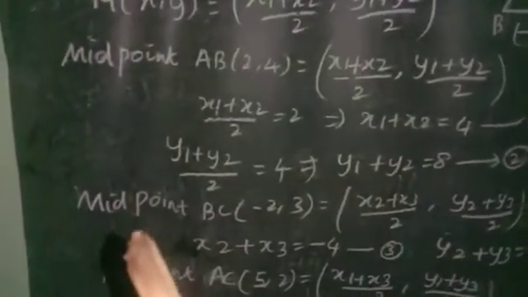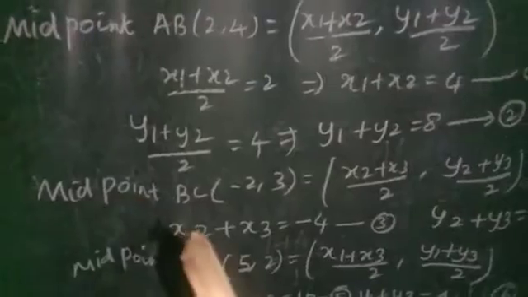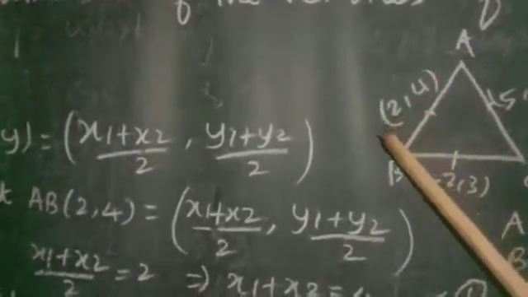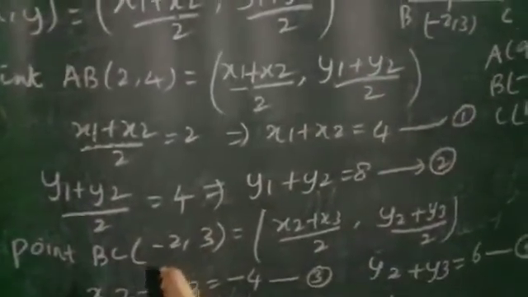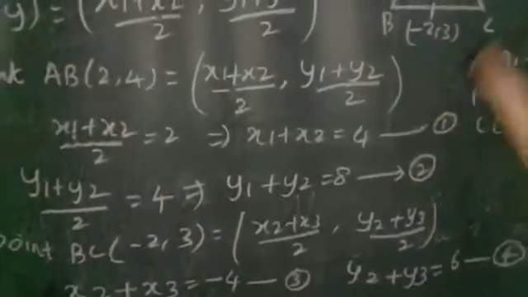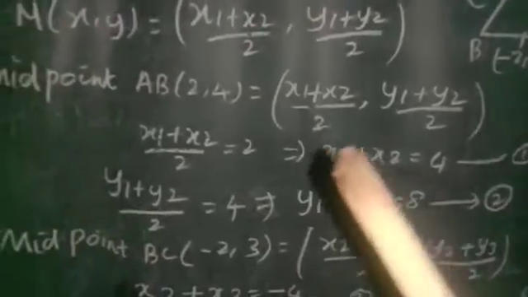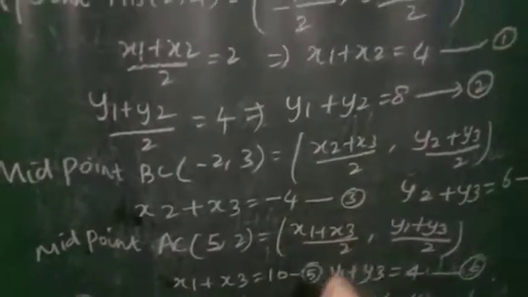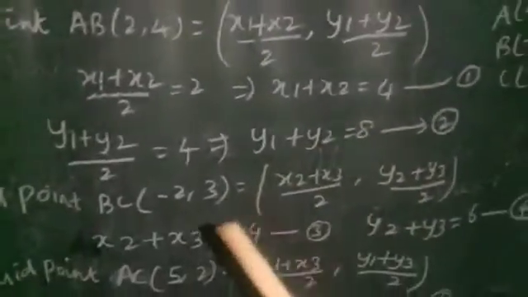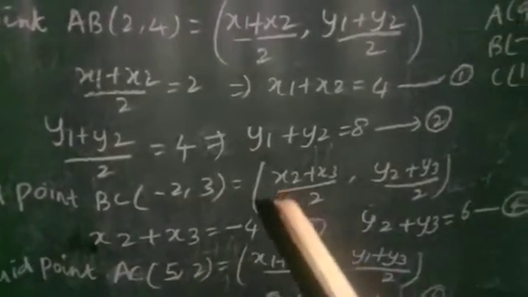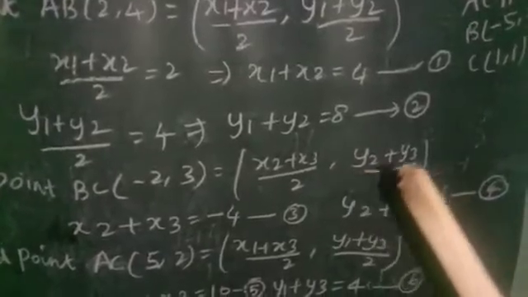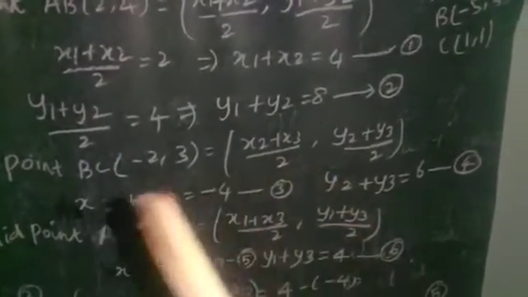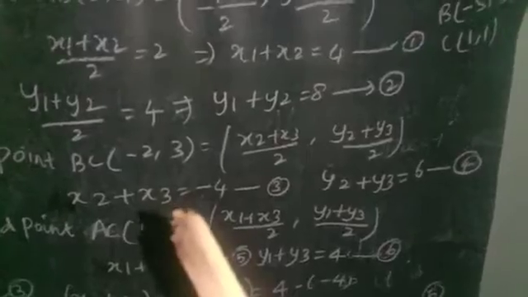As well as we find the midpoint of BC and the midpoint of AC. So the midpoint of BC is (-2, 3). First the midpoint of AB uses x1 plus x2, BC uses x2 plus x3 and AC uses x1 plus x3. So BC (-2, 3) is equal to (x2 plus x3) divided by 2, comma, (y2 plus y3) divided by 2. For the x point, (x2 plus x3) divided by 2 is equal to minus 2. Then x2 plus x3 is equal to minus 4.